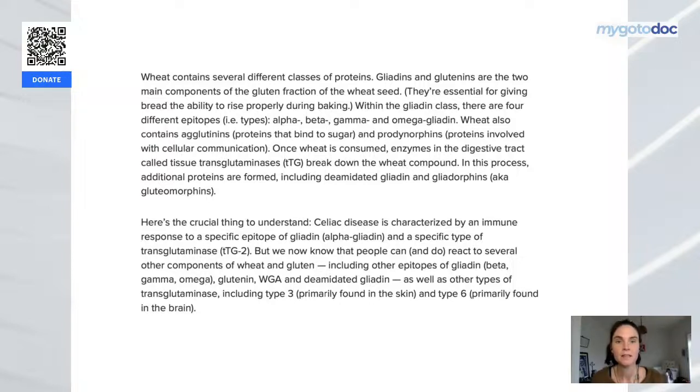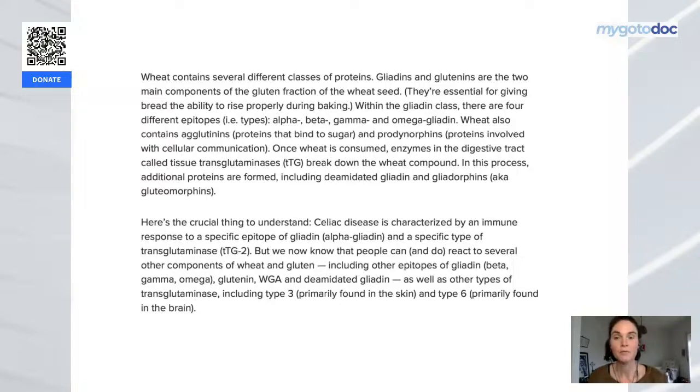So within the gliadin class, there are 4 different epitopes: alpha, beta, gamma, omega gliadin. And wheat also contains agglutinins, which are proteins that bind to sugar, and prodynorphins, which are proteins involved with cellular communication. So once wheat is consumed, the enzymes in the digestive tract, called transglutaminases, break down the wheat compound, and in this process, additional proteins are formed, including deamidated gliadin and gliadorphins.